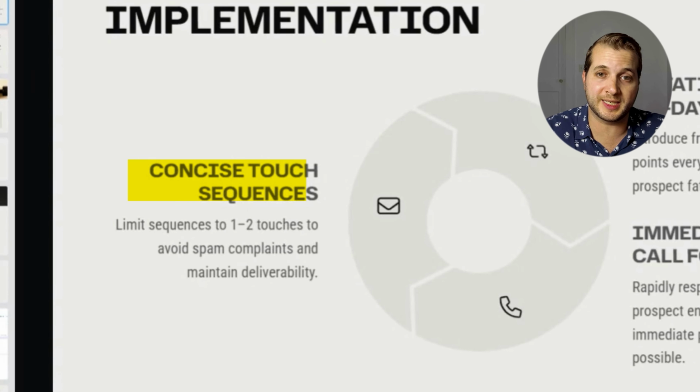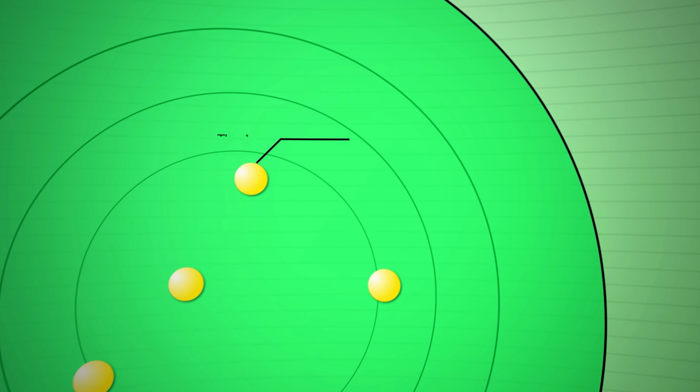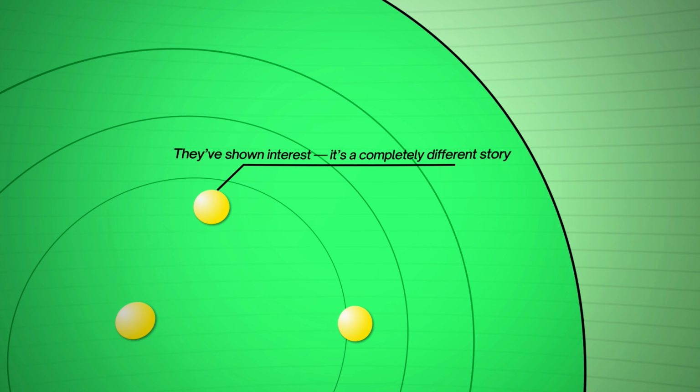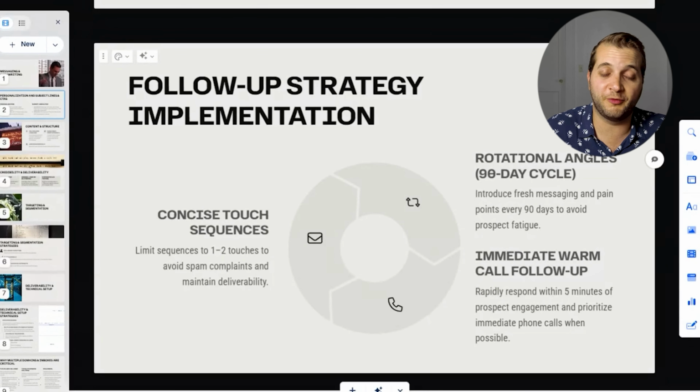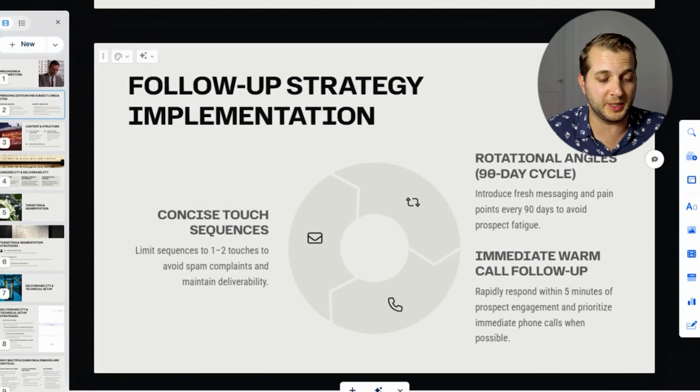With respect to the sequences themselves, you only want to do 1 to 2 touches for cold outbound. Now, if they're in your funnel and they've filled out a form or indicated interest, completely different story. You should be following up with those people till the end of time. But before they've opted in or before they've raised their hand, you really want to limit it to 1 or 2 touches because it's an easy way to annoy people, and annoyed people click the "this is spam" button, and that is nuclear for your infrastructure.